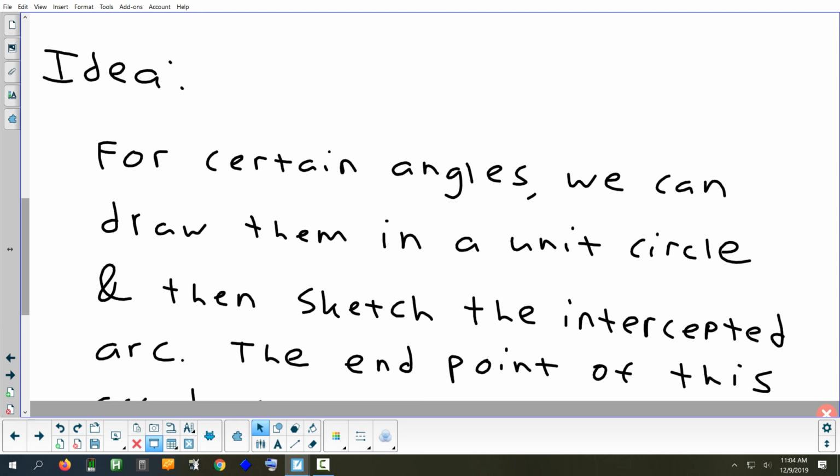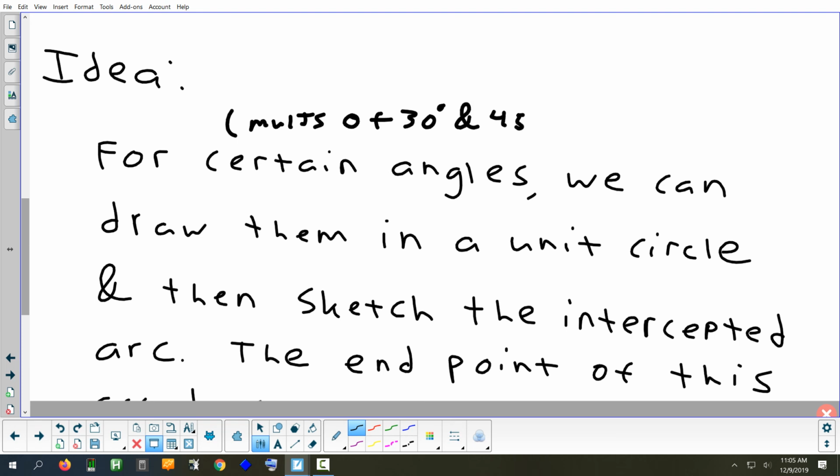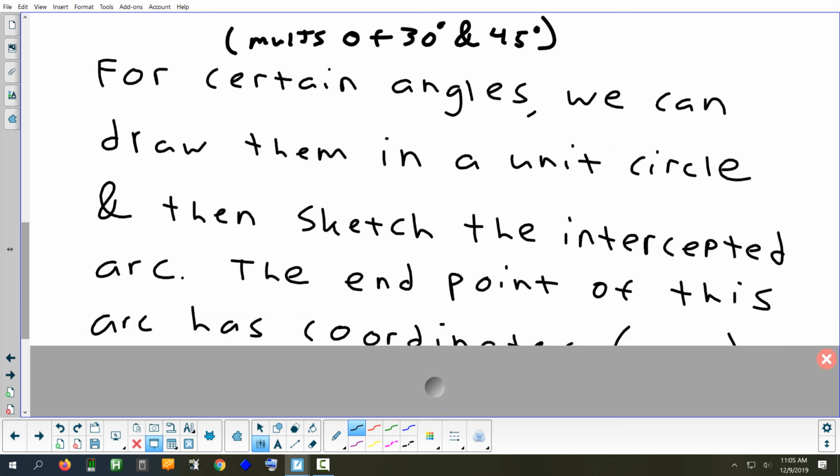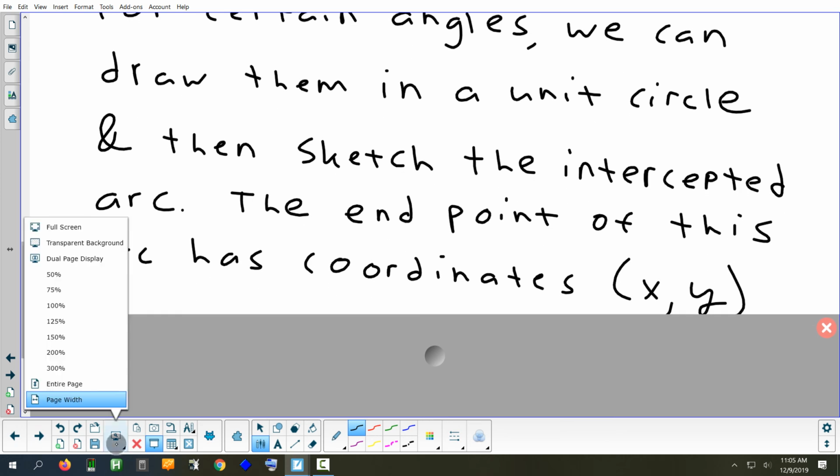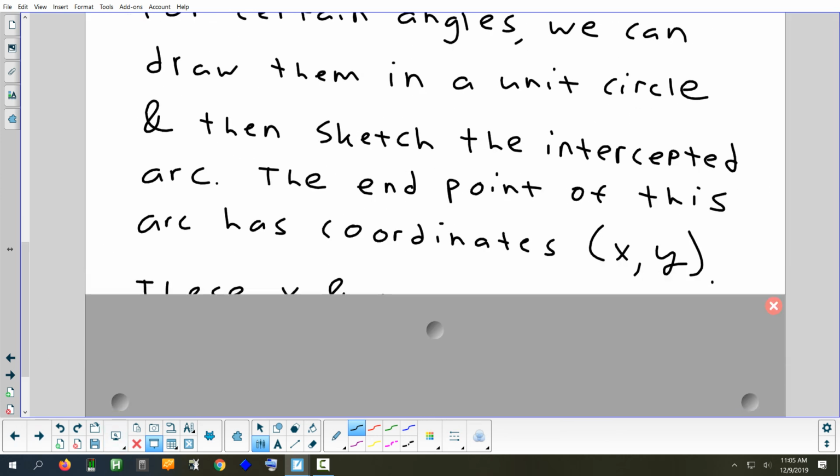So when I say certain angles, I'm talking about angles that are multiples of 30 and 45. That's what you use unit circle trig for. So for any angle that's a multiple of 30 or 45, we can draw it. We can draw the terminal side, and the terminal side will hit the edge of the circle somewhere. So you might get that.